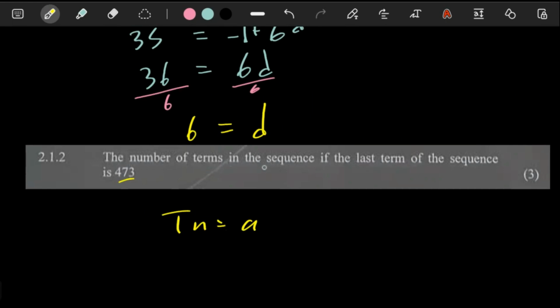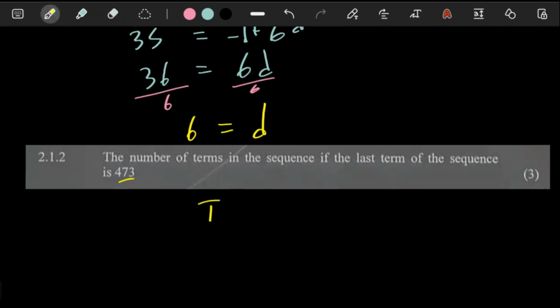The number of terms in the sequence. Determine the number of terms in the sequence if the last one is this. What is that formula again? Is it a plus? Why am I even guessing though? I think it's n something with L. But let me see. Oh no, we're still dealing with this same sequence. I don't even know why I'm struggling.